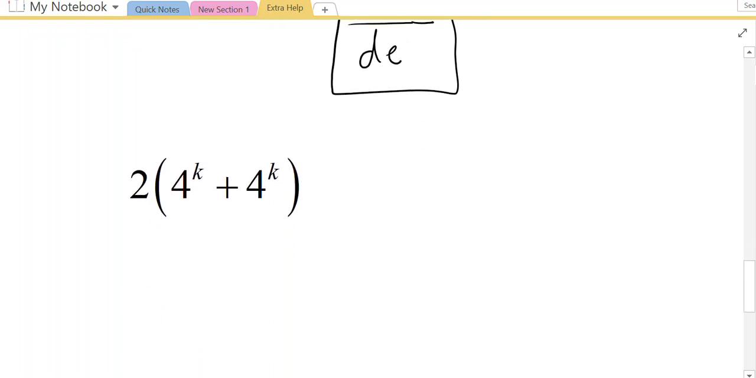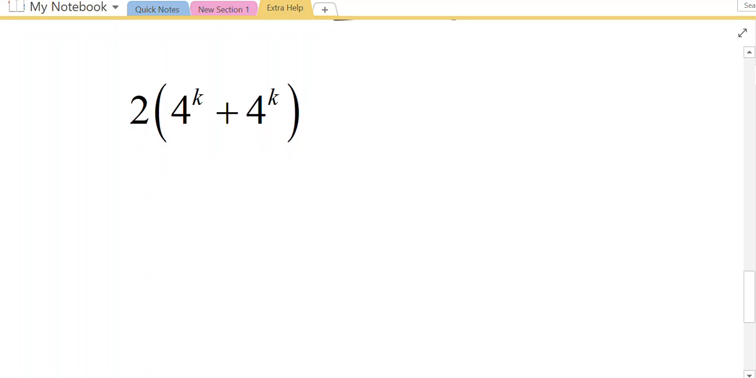All right, one more. So, 2 times 4 to the k plus 4 to the k. Here, this is a really tricky thing. So what I'm going to do for a moment is look at, instead of 4 to the k, if I had k to the 4th plus another k to the 4th. k to the 4th plus k to the 4th is 2k to the 4th. We don't change the base, we don't change the exponent. We just have 2 of them, because it's like one apple and another is 2 apples.